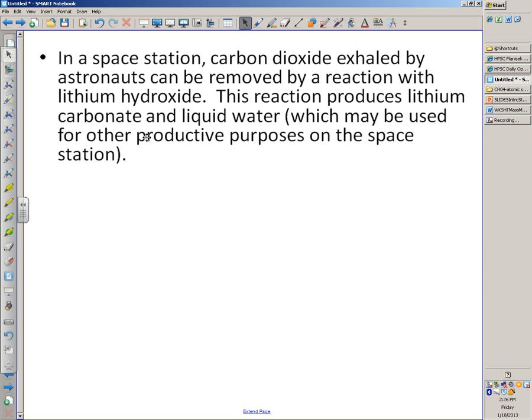Balance with coefficients, not subscripts, right? So, does Joe remember how to balance equations? You can throw a coefficient right in front of a formula. I know, I'm so confused. Formula for lithium carbonate. And what's the charge on carbonate?